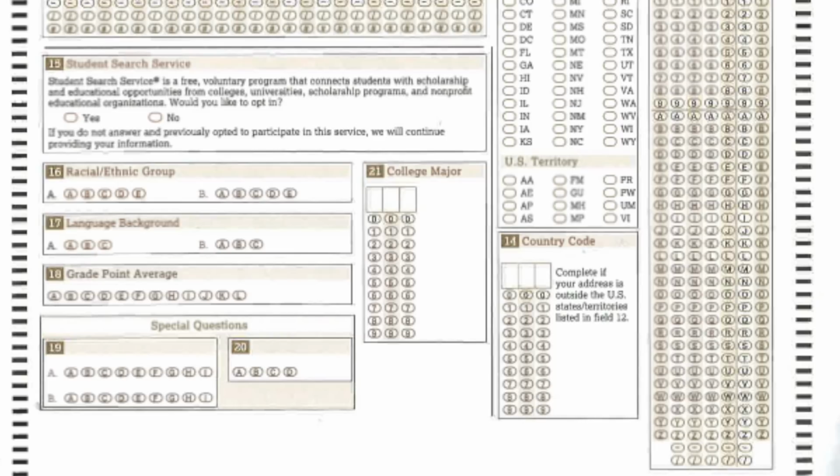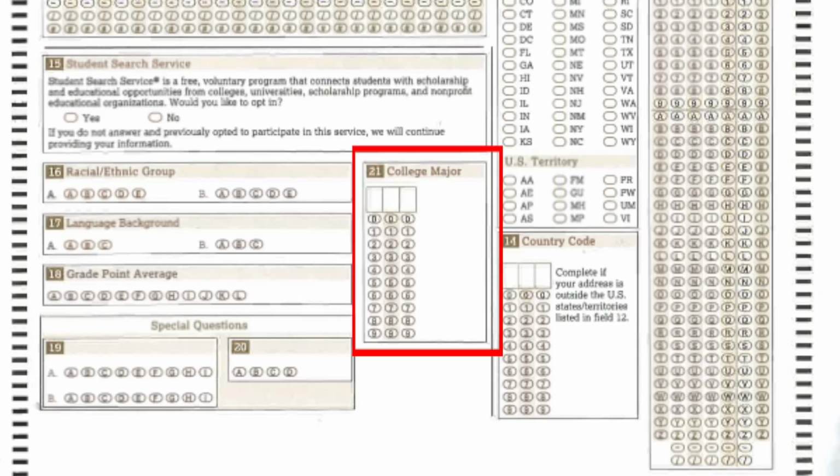Colleges, universities, and other educational programs want to know what subject area most interests you. For Field 21, the end of your instructions booklet has a list of 3-digit college major codes to select from. Indicating your interest in a major does not mean you are choosing that major now. It just lets colleges send you information about specific programs that might fit your interests.